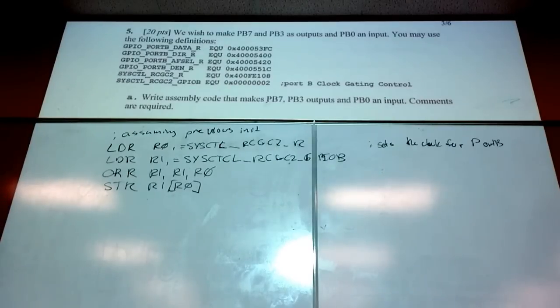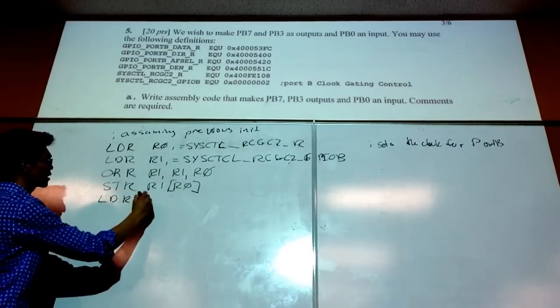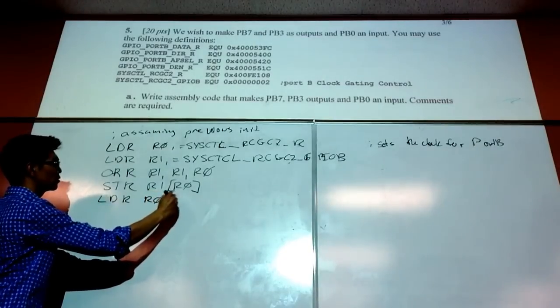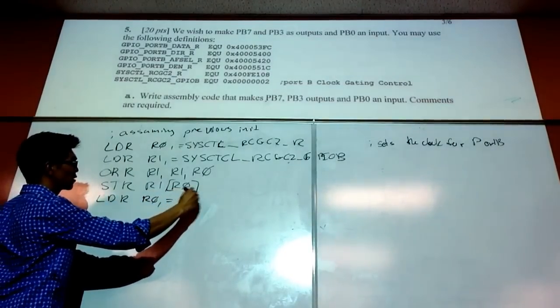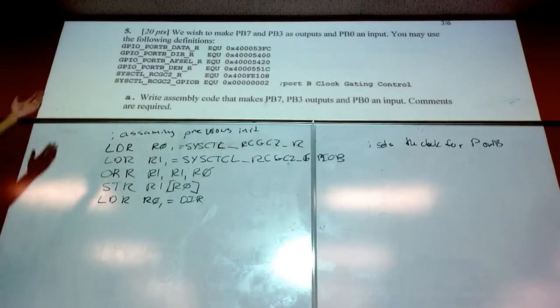Okay, so then I've initialized my clock, right? If I want to make it an input or output, now what do I do? So now I do my direction. I do that whole LDR thing, R0, and I'm just going to put DIR. Everyone understands what that means, right? I'm just loading that whole thing. I don't want to write the whole thing out.